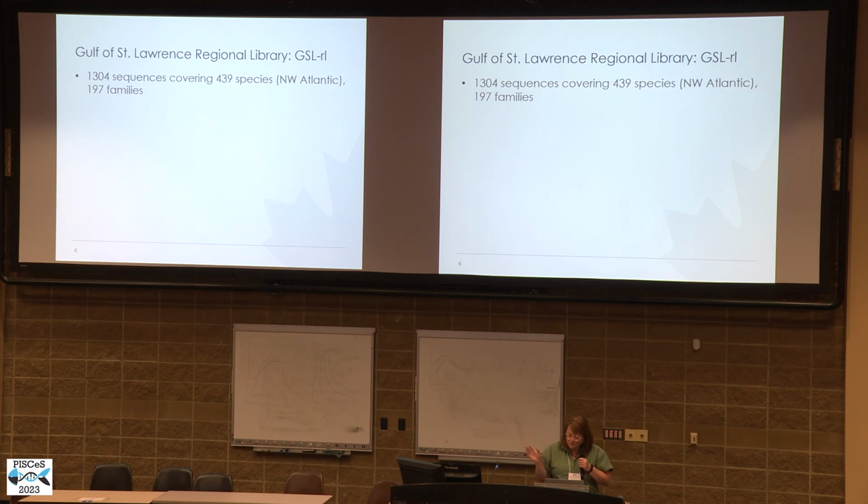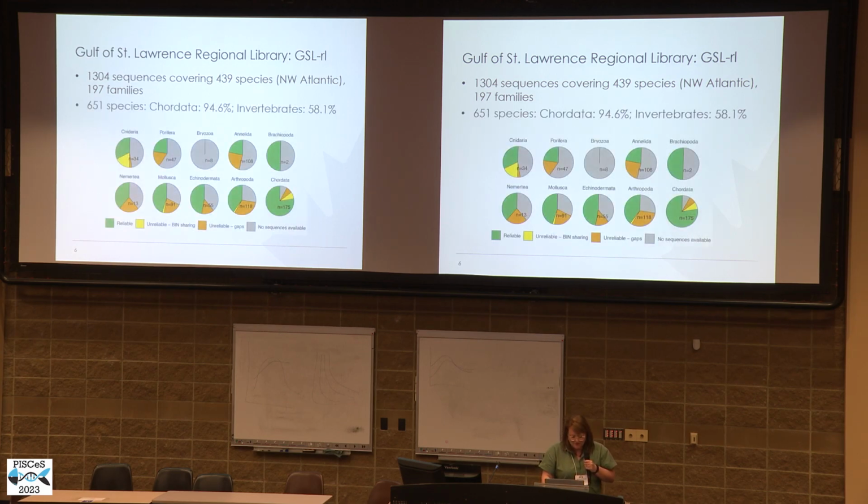So for the Gulf of St. Lawrence library, we ended up with 1,300 sequences covering more than 400 species, and all of the reference sequences were from specimens from the Northwest Atlantic. It was 197 families. The initial list was 651 species that were targeted. So it's a really good recovery, about 95% of the core data were recovered.